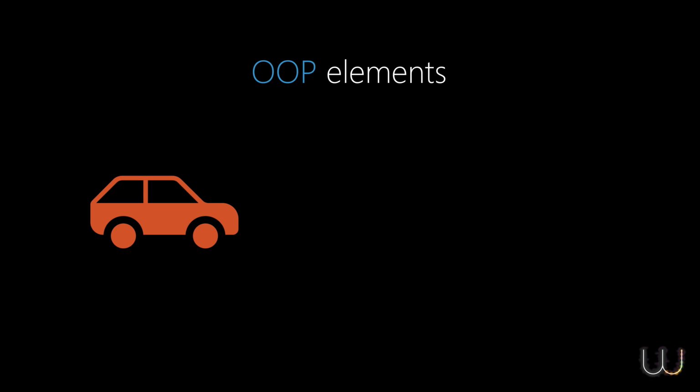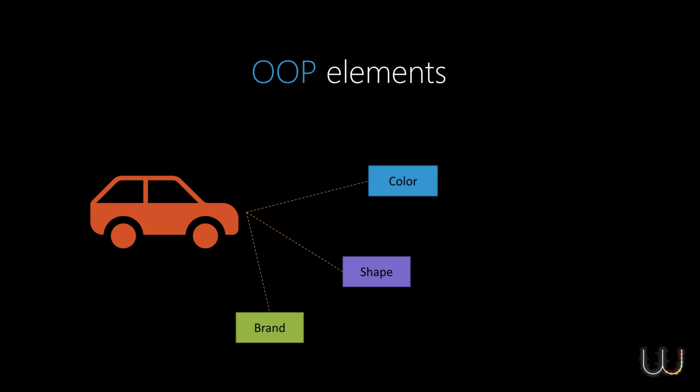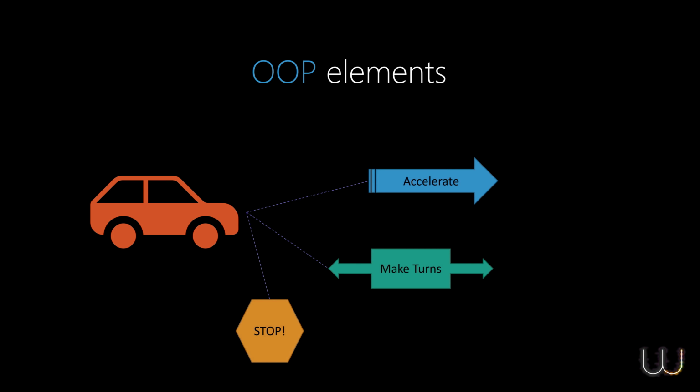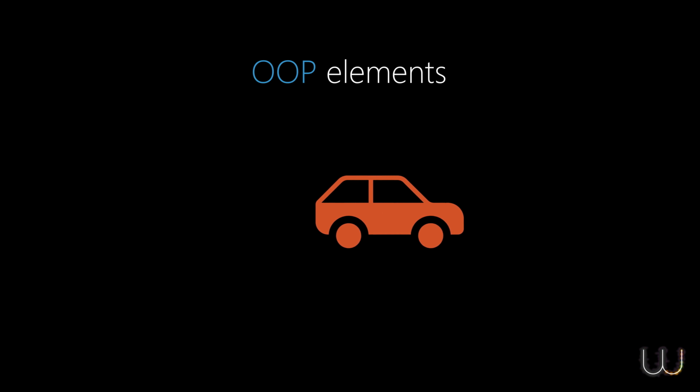Let's say that we have a car. Now, what properties does a car have? First of all, it is an object. Being an object means that it has its own unique properties. So it has a color, it has a shape, and it has a brand. These are just a few to name some. And it also has some functions. It can accelerate, make turns, and stop at any time.